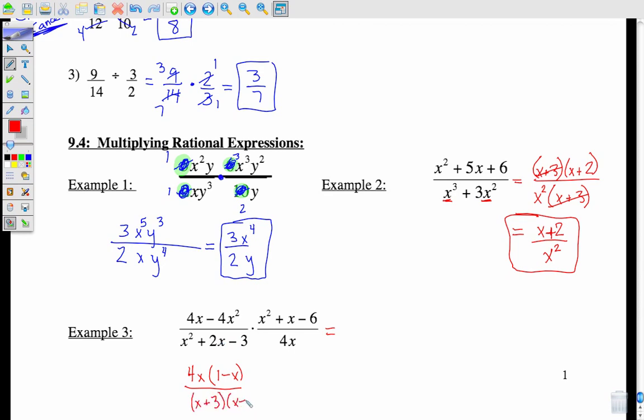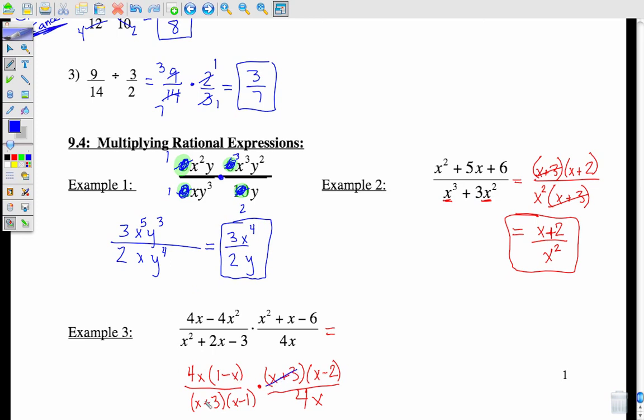Over an x squared plus 2x minus 3. This will factor into an x plus 3 and an x minus 1 because 3 times negative 1 gives you negative 3 and 3 minus 1 is 2. Do the same thing over here on the side. This is going to factor into an x plus 3 and an x minus 2. And there's nothing to do with 4x on the bottom.